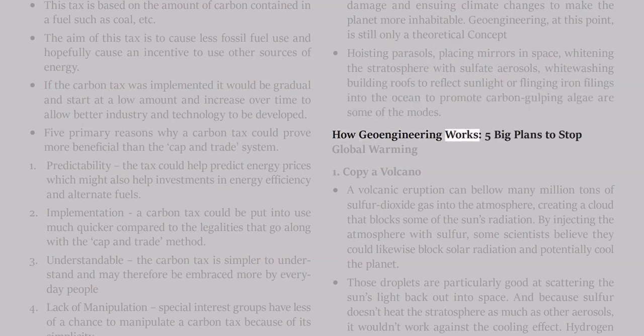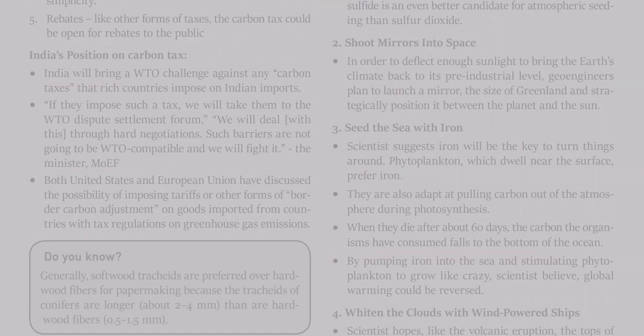How geoengineering works. 5 big plans to stop global warming. 1. Copy a volcano. A volcanic eruption can bellow many million tons of sulfur dioxide gas into the atmosphere, creating a cloud that blocks some of the sun's radiation. By injecting the atmosphere with sulfur, some scientists believe they could likewise block solar radiation and potentially cool the planet. Those droplets are particularly good at scattering the sun's light back out into space. And because sulfur doesn't heat the stratosphere as much as other aerosols, it wouldn't work against the cooling effect. Hydrogen sulfide is an even better candidate for atmospheric seeding than sulfur dioxide.